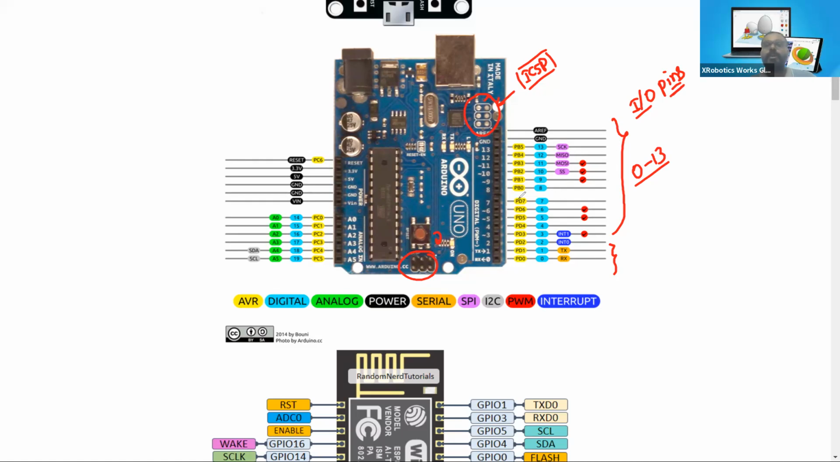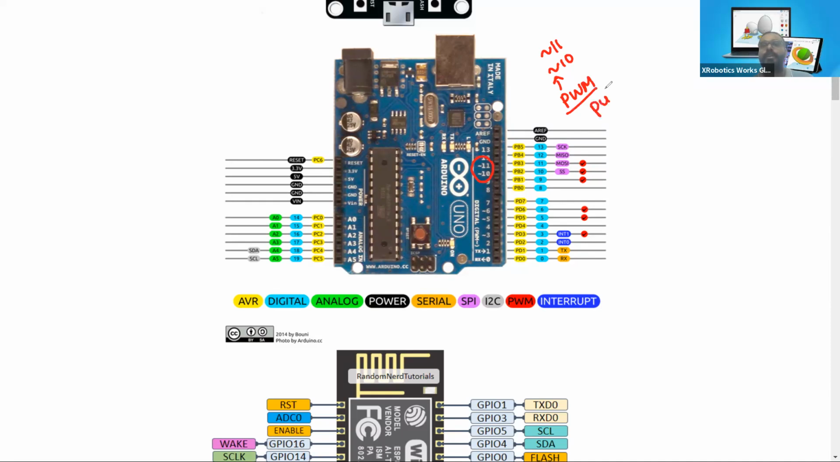In some of the pins you will notice that there are symbols in front of them. Pin number 11 has this symbol, and 10 also has it, right? But 9, 8, 7 do not have that symbol, while 6, 5 and 3 do. So what is the meaning of this particular symbol? This symbol represents the PWM pins, and PWM stands for pulse width modulation.